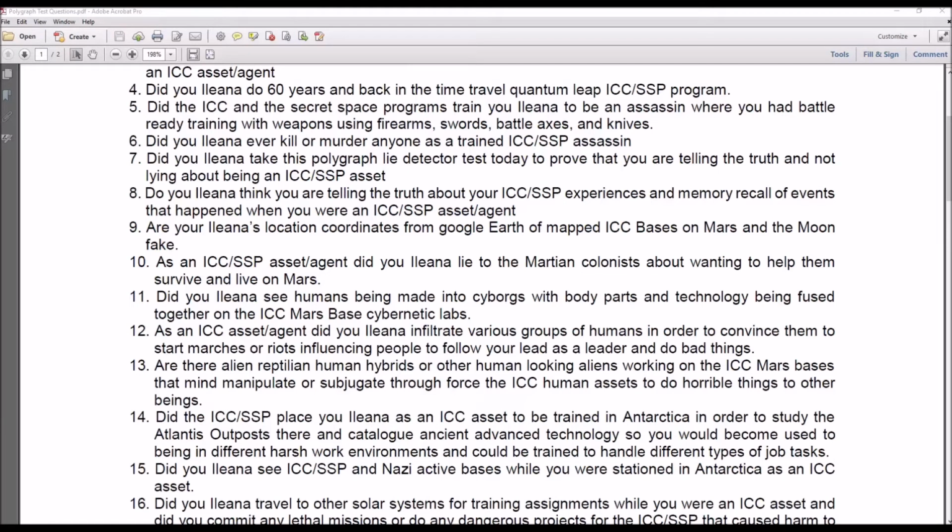Did you, Ileana, see humans being made into cyborgs with body parts and technology being fused together on the ICC Mars Base Cybernetic Labs? Yes. I did see human body parts and even human beings being taken as slaves and being abducted and being fused together with advanced cybernetic technology by the ICC Mars scientists on the ICC Mars bases in the labs.